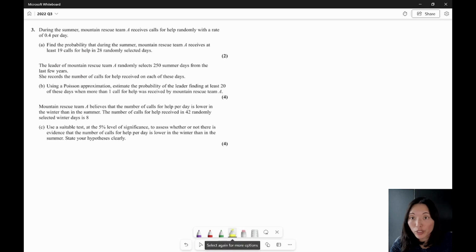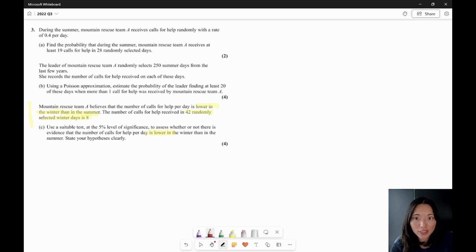Now let's look at part C and read the question together. Mountain Rescue Team A believes that the number of calls for help per day is lower in the winter than in the summer. The number of calls for help received in 42 randomly selected winter days is 8. The question is asking us to use a suitable test at a 5% level of significance to assess whether or not there is evidence that the number of calls for help per day is lower in the winter than in the summer. And we're asked to state our hypotheses clearly.